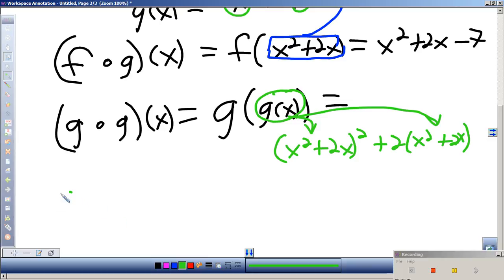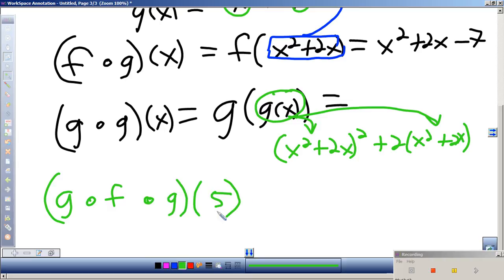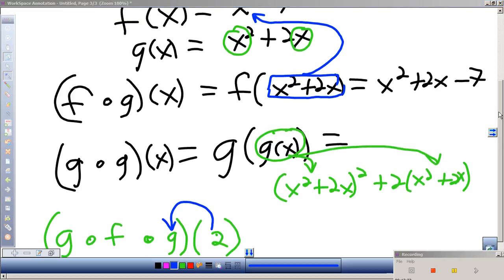Now, how about this? It's g of f of g of 5. Actually, let's make it smaller and a bit easier: 2. What does it say to do? So this says first we take the 2 and plug it into g. What do we get? 2 squared plus 2 times 2, or 8. Yeah, we get 8, right?